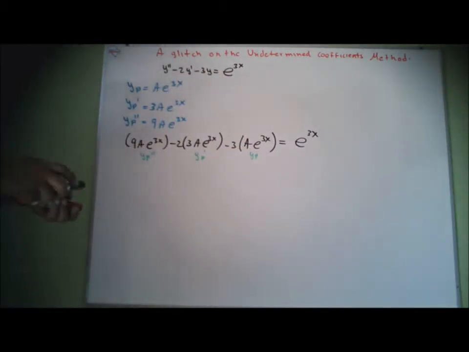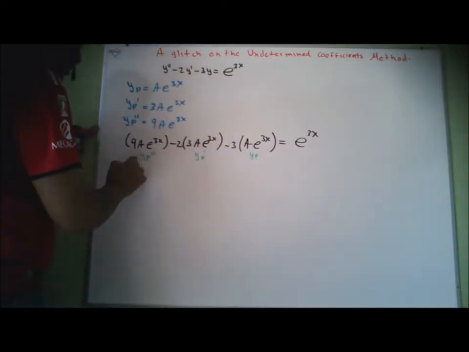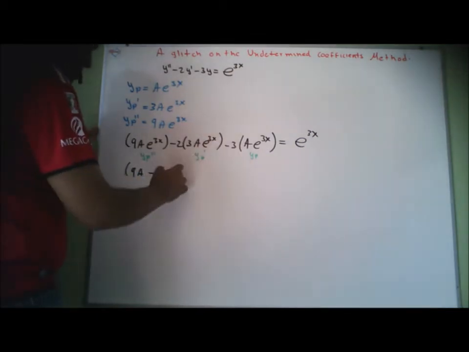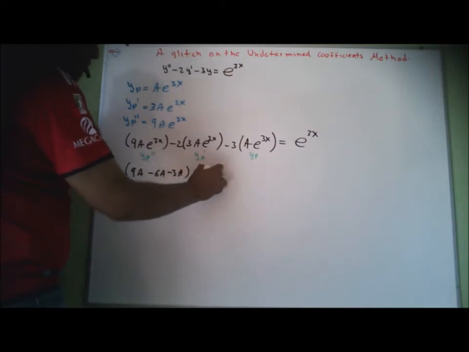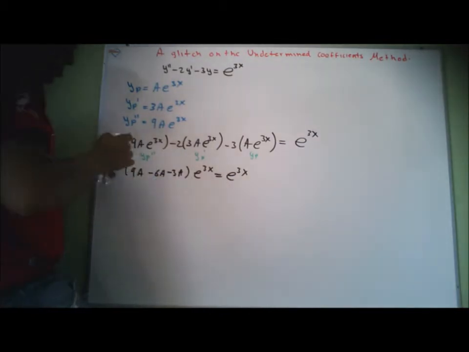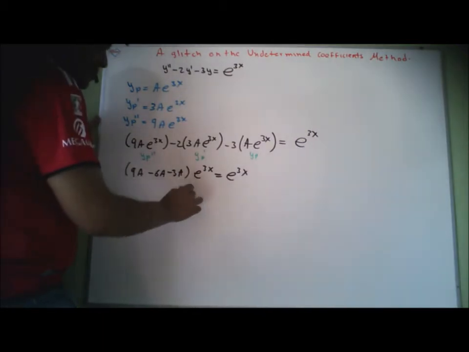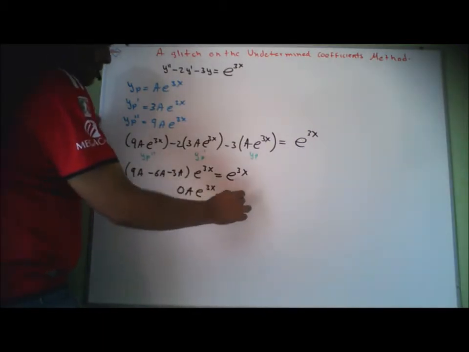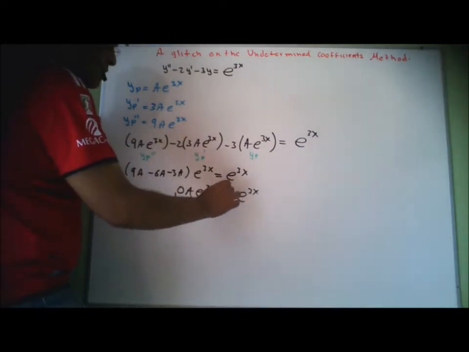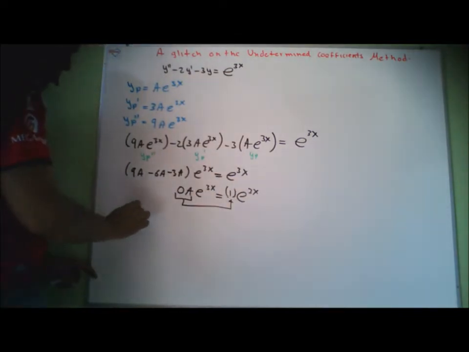Now let's see what happens here. We can factorize the exponential of 3x, so it's going to be 9a minus 6a from here, and then minus 3a, exponential of 3x equal to the exponential of 3x. Now this number here is where the problem comes from. The addition of this is 0a exponential of 3x equal to the exponential of 3x. Now the method says that we have to make this coefficient equal to this coefficient, and this coefficient happens to be just 1. So 0a is equal to 1.